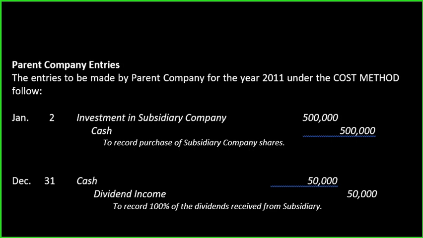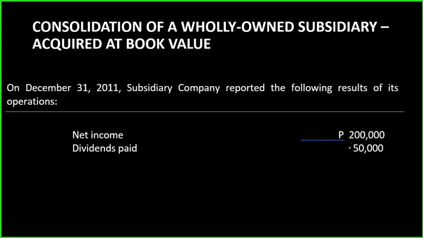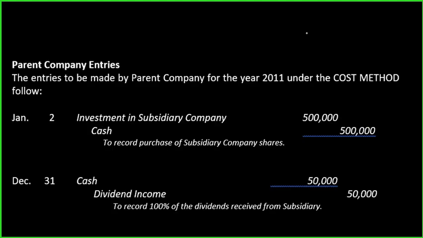And then at the end of the year, because we are using the cost method, we are going to record the parent's share in the dividends declared by the subsidiary. Since it is wholly owned, we are going to record the entire dividends. All of these dividends declared by the subsidiary will be the dividend income of the parent. Why? Because it all belongs to the parent. So, debit to cash and credit to dividend income. Take note, these journal entries are found in the books of the parent.